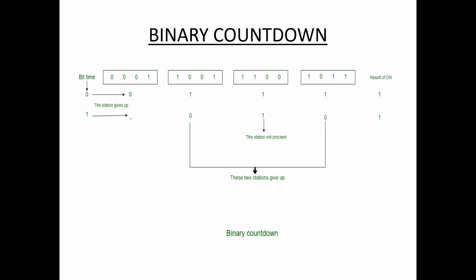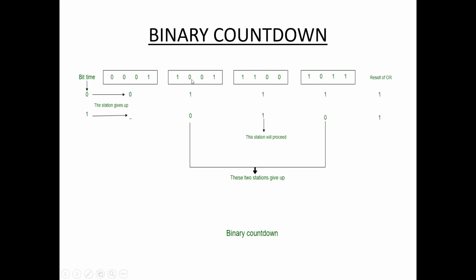Remaining are out of competition. See here, station 1 has the first bit 0, so station 1 gives up. That means station 1 is out of competition. Only station 2, station 3, and station 4 are in the competition. Next, we compare station 2, station 3, and station 4.